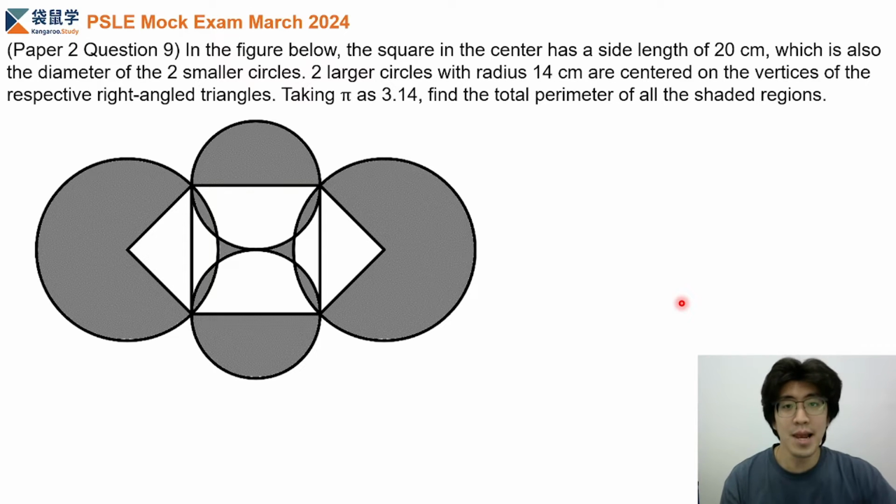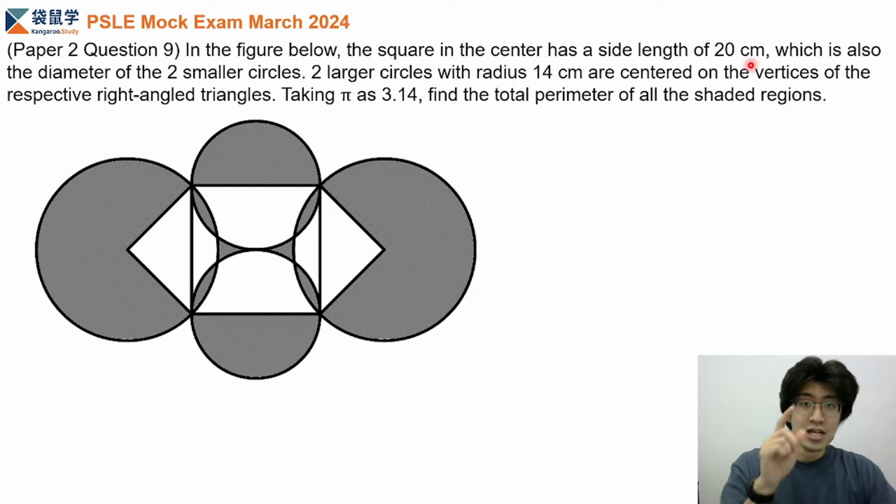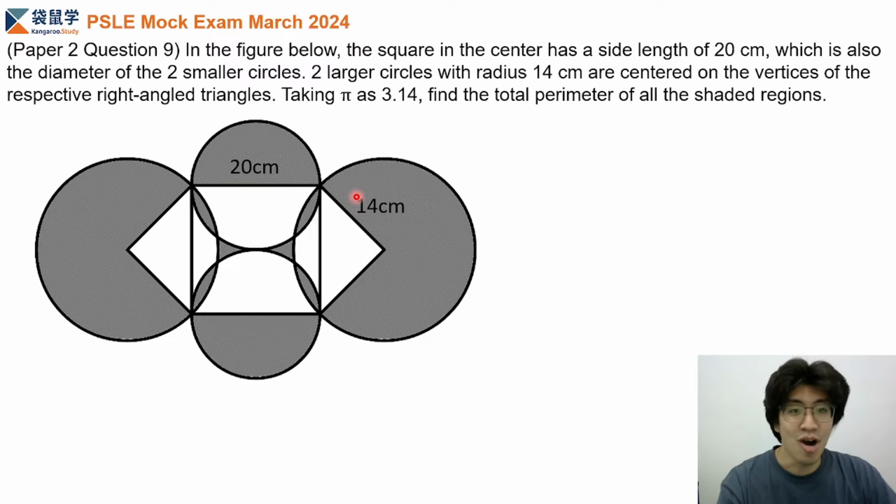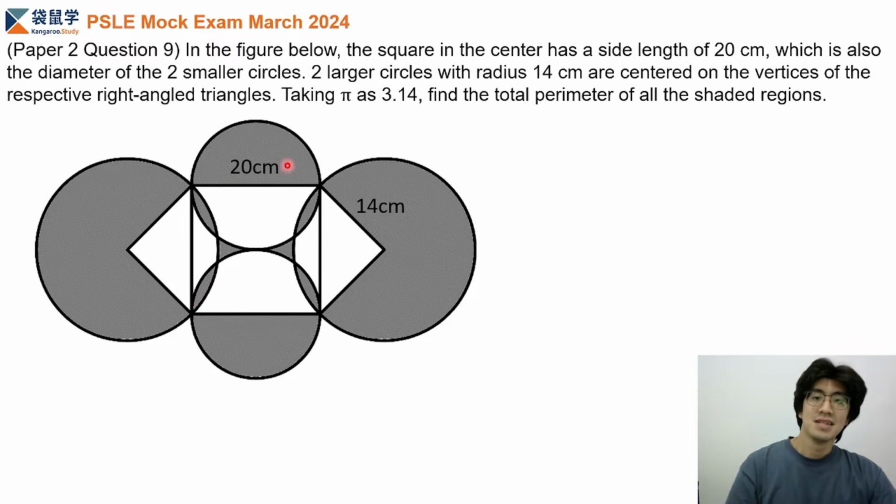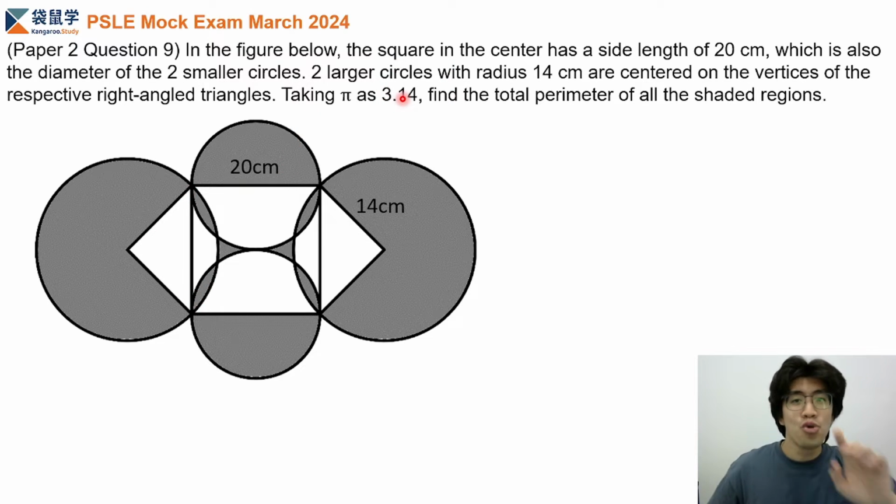Now, in the figure below, the square in the center has a side length of 20 centimeters. For geometry questions, it is very important that we label the information as we read. So let me put down the label, which is also the diameter of two smaller circles. Now, two larger circles with radius 14 centimeters, again, label. Are centered on the vertices of these two right-angle triangles. Okay? Now, taking pi as this value, we have to find the total perimeter of all the shaded regions.